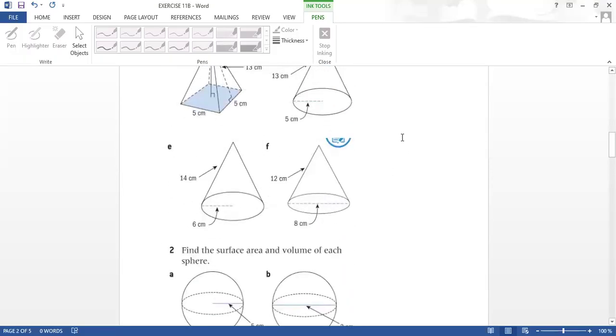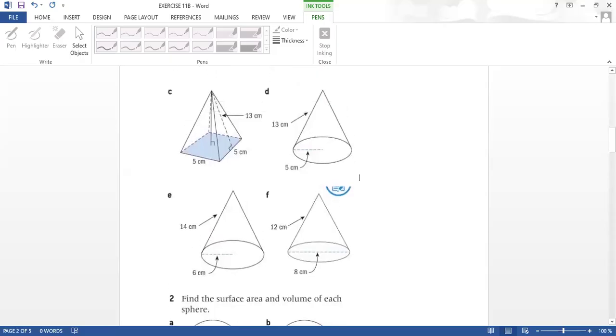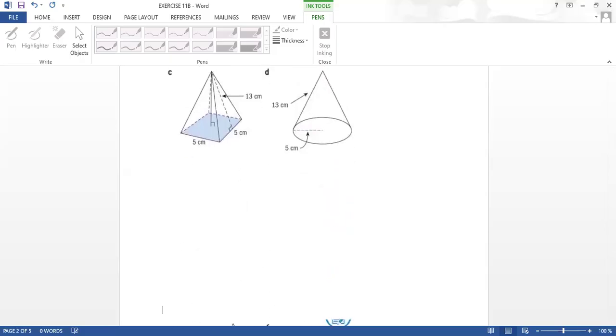The next question is question C and D. So I combine two of them. I'll use one side for C and one side for D. Let's look at how this comes about. C is a square-based pyramid. So total surface area will be given by base area plus twice base times height, which is the slanted height of the triangle. It is slanting on the pyramid, but actually it's the perpendicular to the base of the triangle.